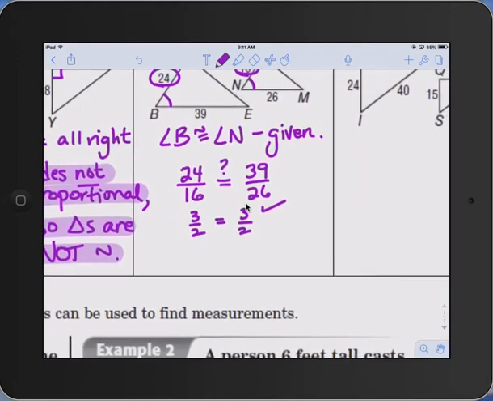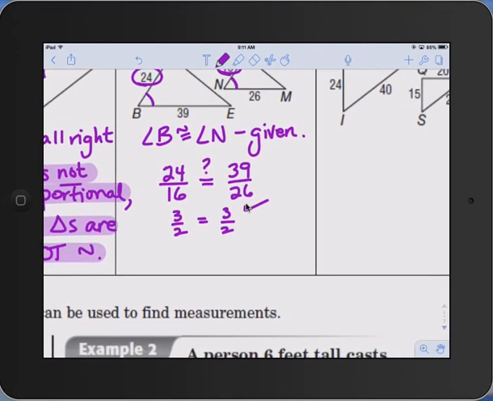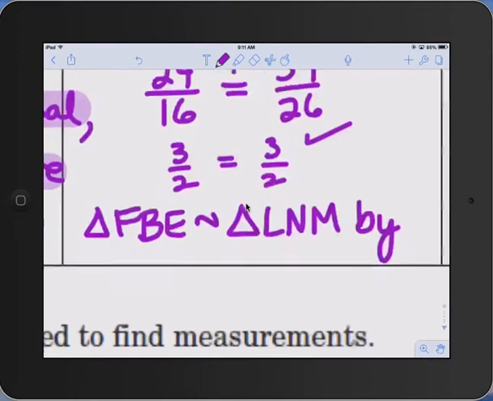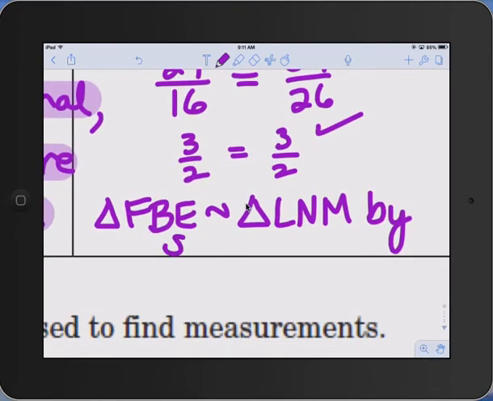Those sides are proportional. So, similarity statement, triangle FBE is similar to triangle LNM by side angle side similarity.